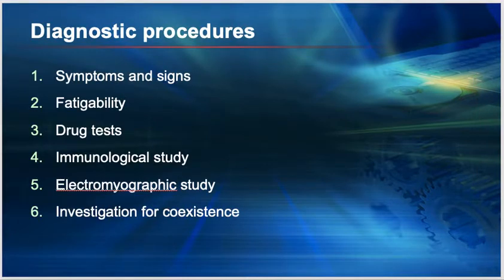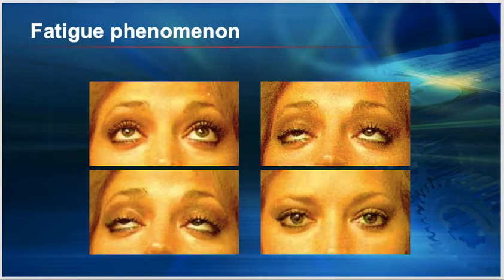Now, how do we diagnose? We should look for the symptoms and signs. We check for the fatigability. We do some drug tests, we can do immunological studies, we can do electromyographic studies, and we can do investigations for coexistence, like investigations to look for other autoimmune conditions. You can see over here a fatigue phenomenon. For example, if you ask the patient to keep on looking upward like this, a normal person will keep on looking, but they become fatigued and their eyes have ptosis. Okay.